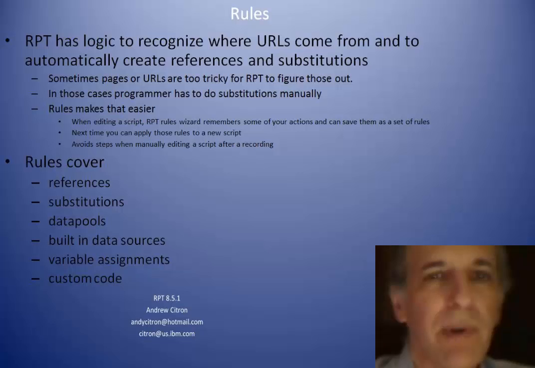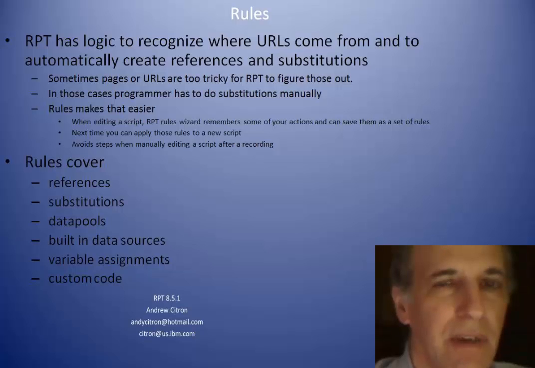When editing a script, RPT's Rules Wizard remembers some of your actions and can save them as a set of rules. Those rules are usually not usable as is. You do want to look at them and make sure that they are tailored exactly to your needs, but it's a starting point. And then next time you do a recording against the system that you're testing, you can apply those rules to the new script.